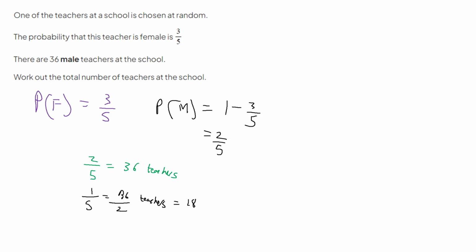And so therefore, if we multiply it by 5 to get what everything is, so 100%, that's just going to be 18 times 5. Kind of works like a percentage. 18 times 5 is going to be 90. And so therefore, the total number of teachers in this school is 90. And we did that by analysing the probability.